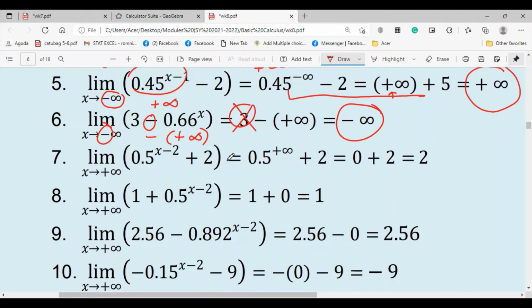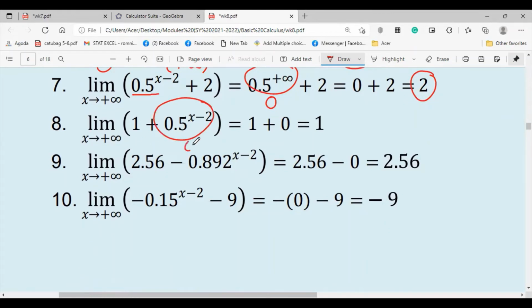Number 7, ito si number 7. Positive infinity naman ang ginagawa ng x. Pero ang base mo ay less than 1. So ito ay 0. So 0 plus 2, yun, 2. Okay? Number 8.